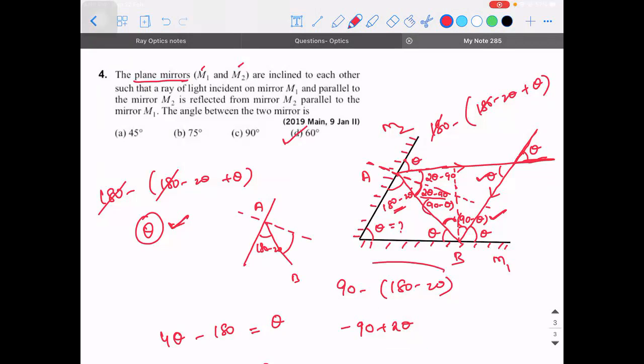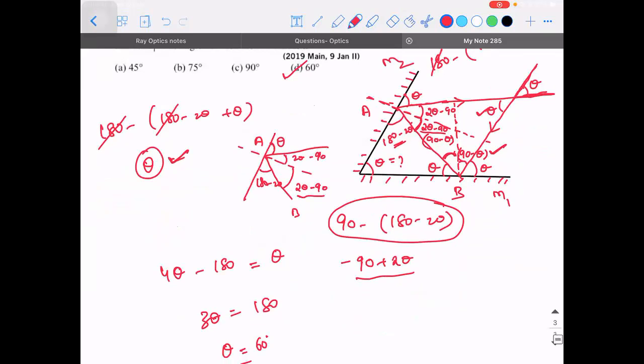90 minus (180 minus 2 theta). அப்ப வந்து 2 theta minus 90யா? இது 2 theta minus 90 னா ரிஃப்ளெக்டட் ரே கூட 2 theta minus 90 தான் பண்ணும். And this angle is theta. கரெக்ட்டா? அப்ப இது எல்லாத்தையும் ஆட் பண்ணா how much should I get?